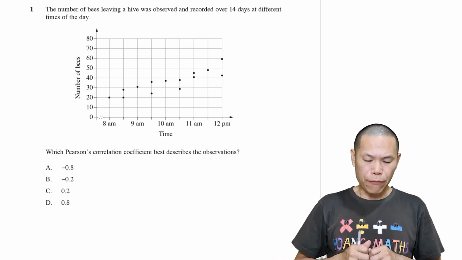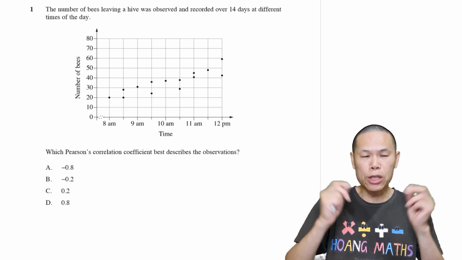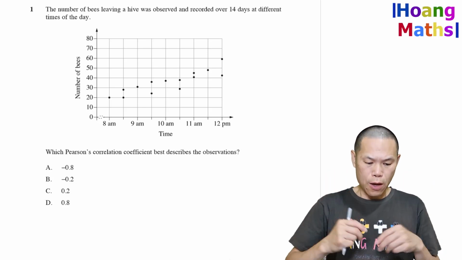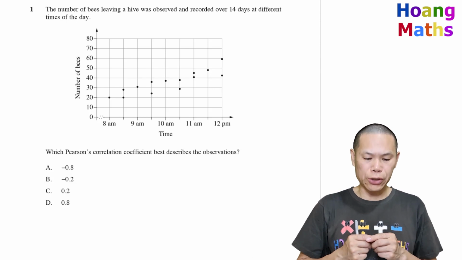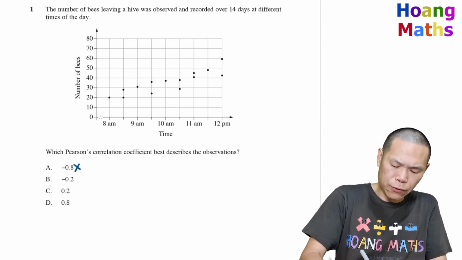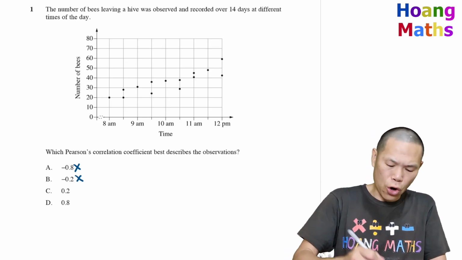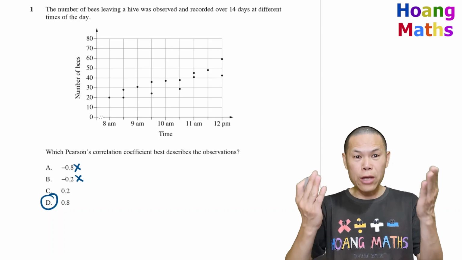First one. From the graph, you can see the pattern straight away, and it is a positive trend. So it should be a positive and strong correlation. We cannot have a negative, so this is wrong, and it is strong and positive. So the answer should be D. So there you go.